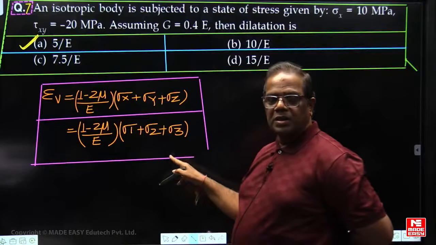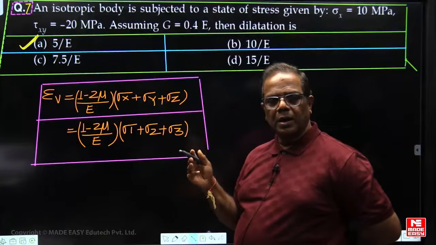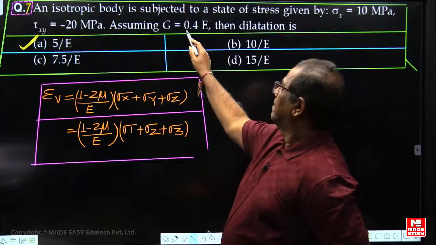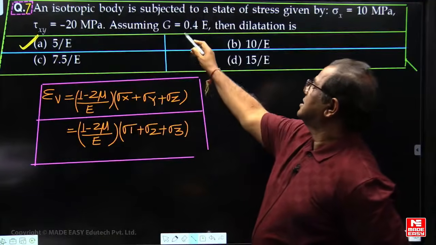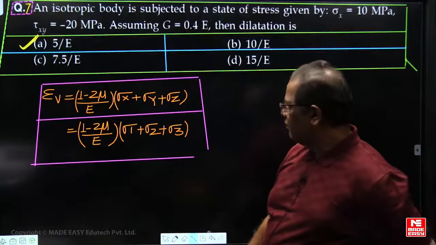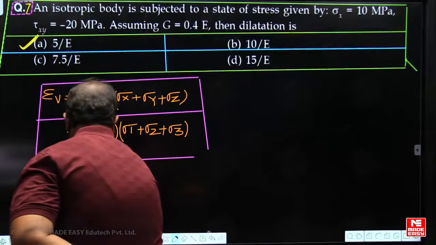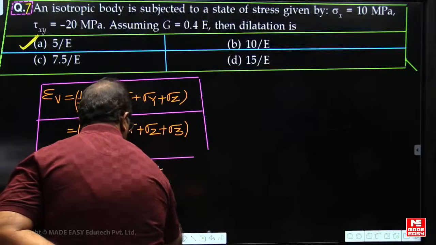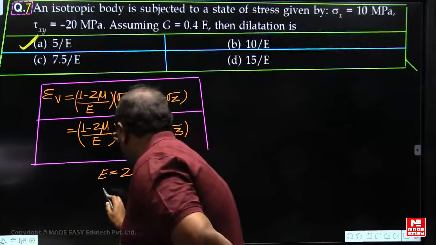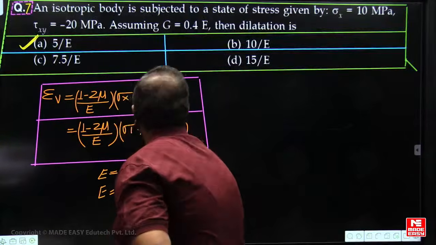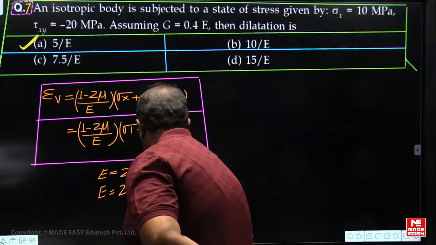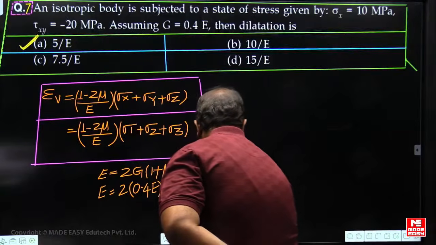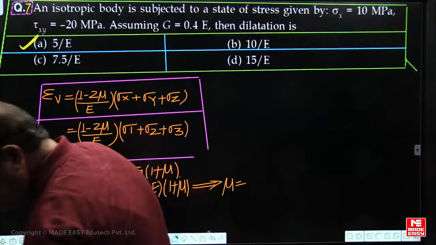Most of them are using this: they will find out the principal stress, then substitute it. But those who use this one, it is simple, directly. Only sigma x is given, so what do you need? Poisson's ratio. Now it is given G is equal to 0.4 E. Now first, E is equal to 2G(1 plus mu), then go for the mu. For the mu value you are getting 0.25.